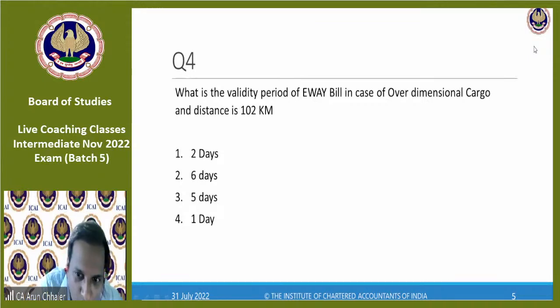In case of the over-dimensional cargo, you remember the validity period is 20 kilometers per day. Other than ODC, the validity is 200 kilometers per day. If it is the ODC cargo, then validity is 20 kilometers per day. So I can say 6 days would be the validity period. Right answer is 6 days.